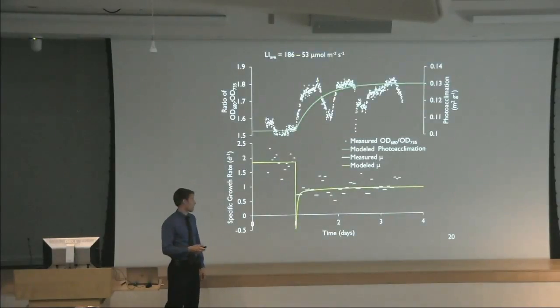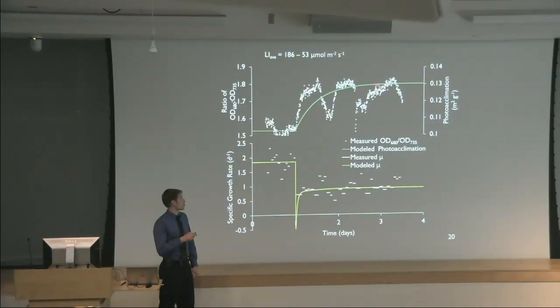And here's some data for that. This isn't the best representation of the rate of photoacclimation, but you'll have to take my word for it that of all the decreasing light steps that I conducted, this was a good average of the rate of it. But an interesting thing about this OD680735 data is that it shows this sort of cycling.